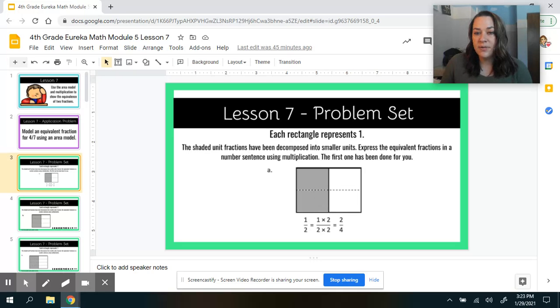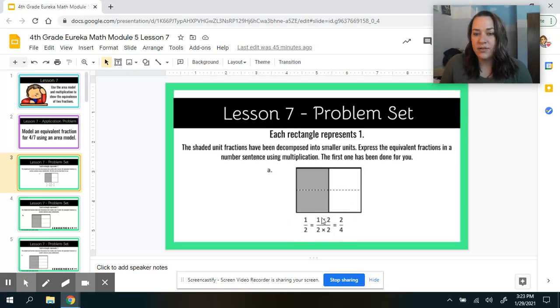We have to look at that and say, okay, well, if I take that horizontal line away, if I ignore that for a second, I can see that there's 1/2. Here's my 1/2 is equal to, after they decomposed it into two more rows. So they're multiplying by 2, and that gave us 2/4.